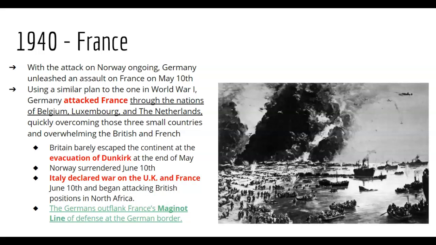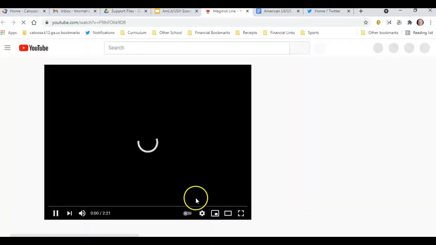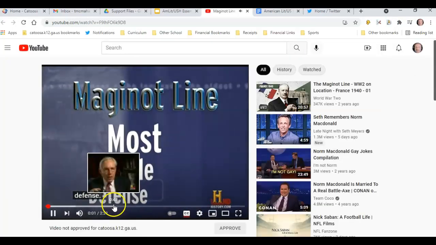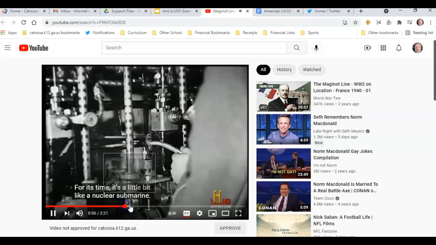While this is going on, Norway surrenders. Italy declares war on the UK and France. Things are looking very bad for the allies of the United States. Germany and now Italy are seeming to be invincible. The Germans outflank the French Maginot Line, which was supposed to be the way that France wanted to defend itself.